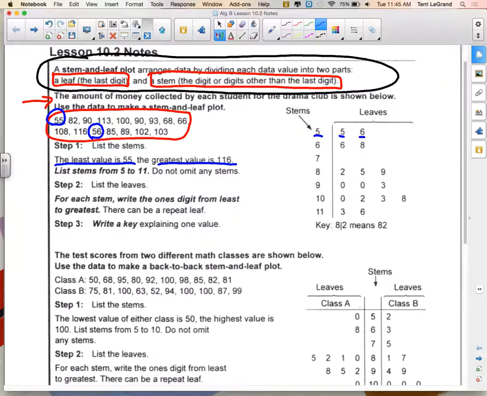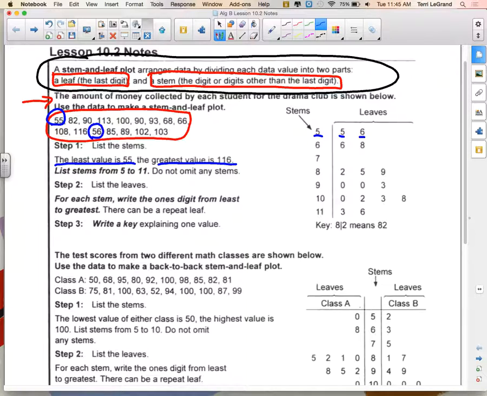11. So I'm going to go 5, 6, 7, 8, 9, 10, 11, and I'm not going to worry about whether there's some for all those categories. I have to include them all. Once I decide what is the smallest and what is the largest, I start at that smallest and I include all of them along the way.